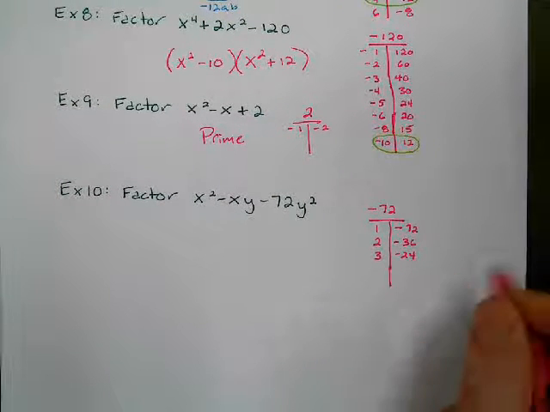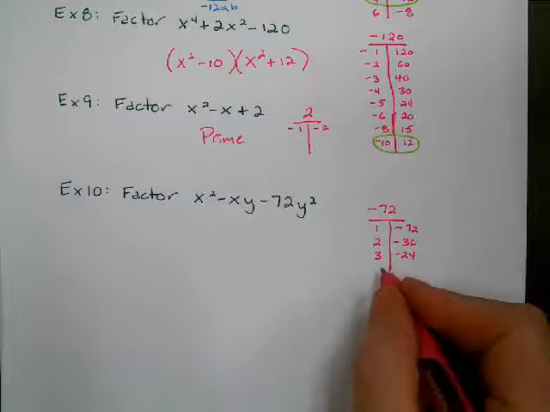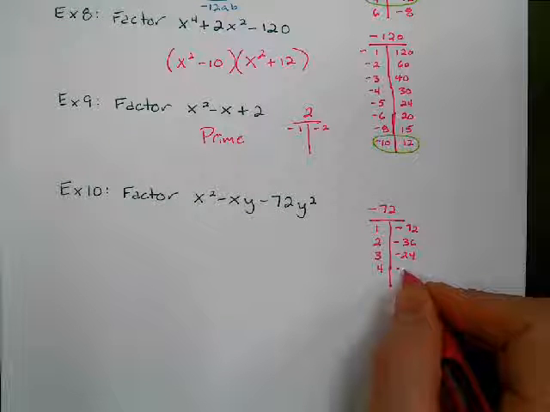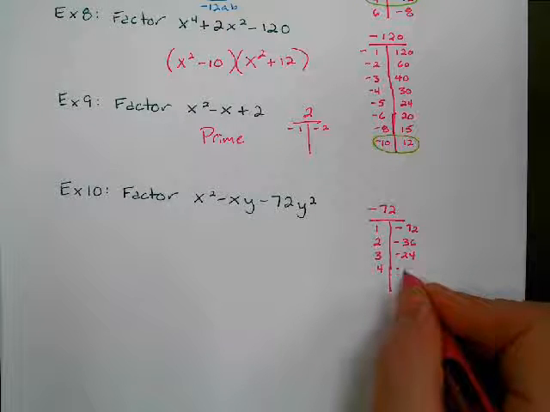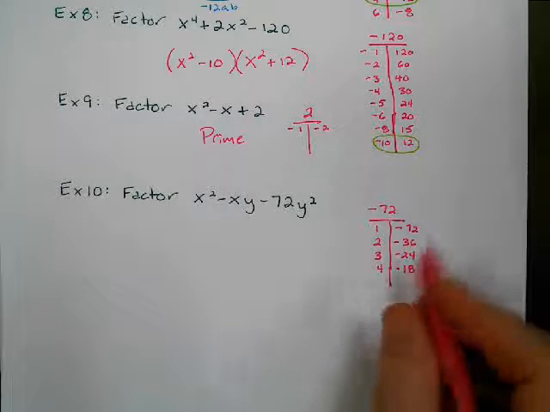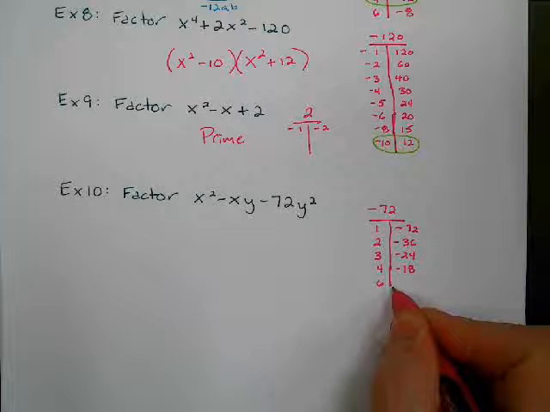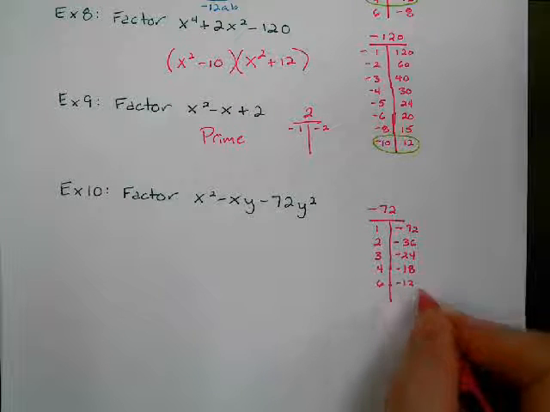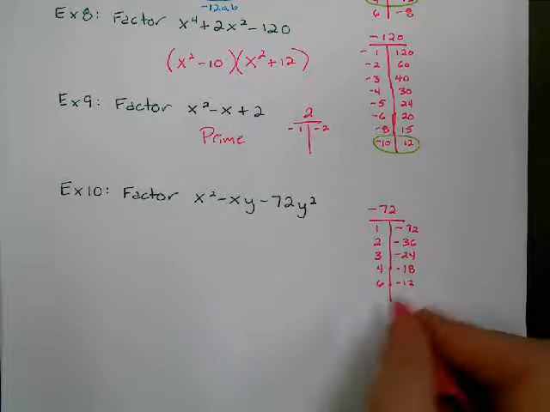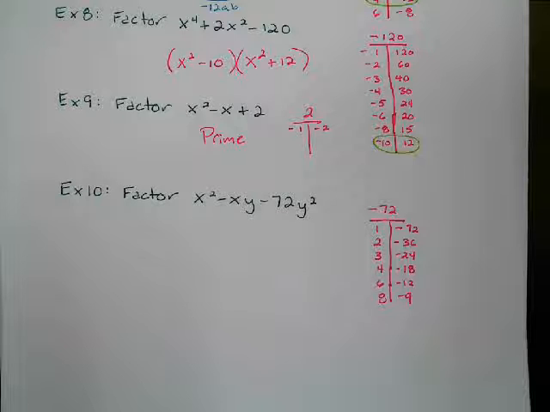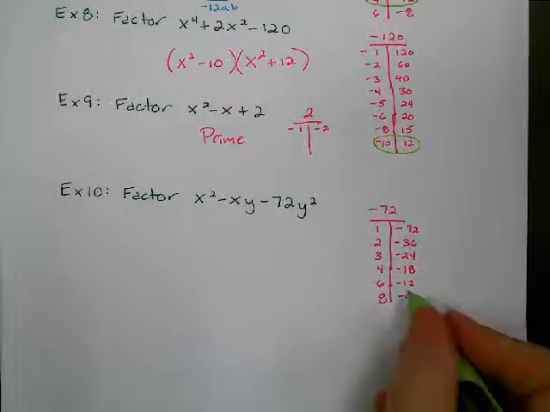4 and what's that, negative 18? No. 4 and, yeah, I think it's 18. Negative 18, yeah, that works. 5 doesn't work. 6, okay, 6. And how many times? 12. 7, no. 8, yes. 8 and negative 9. All right, there's all my combinations. The only one to come out to negative 1 is 8 and negative 9.